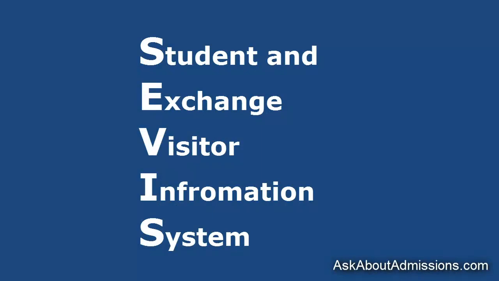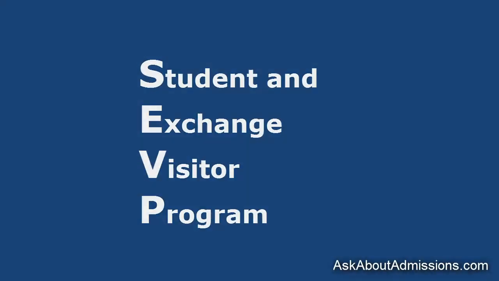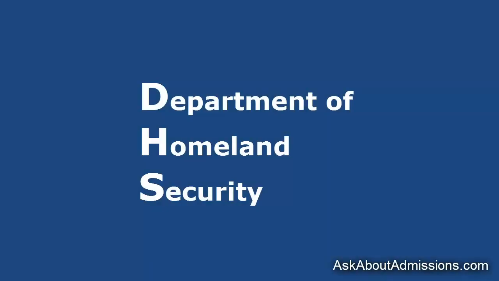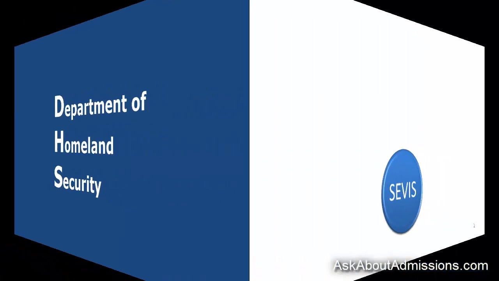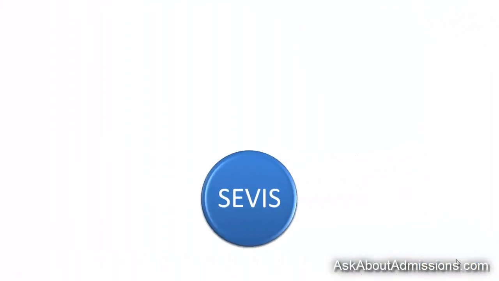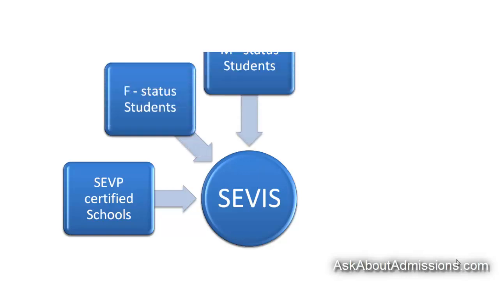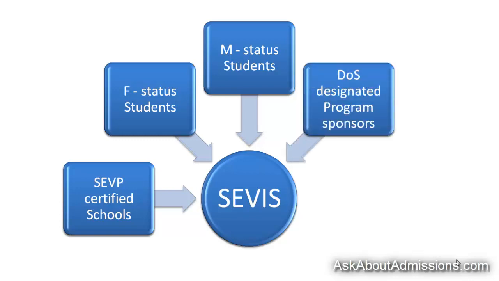SEVIS stands for Student and Exchange Visitor Information System. This is the Internet-based information system run by the Student and Exchange Visitor Program, or SEVP, on behalf of the Department of Homeland Security, or DHS. In this system, DHS maintains information on SEVP-certified schools, as well as the international students who come to the United States to study in F or M status and attend those schools. SEVIS also maintains information on the Department of State designated visitor program sponsors and J-1 visa exchange visitor program participants.